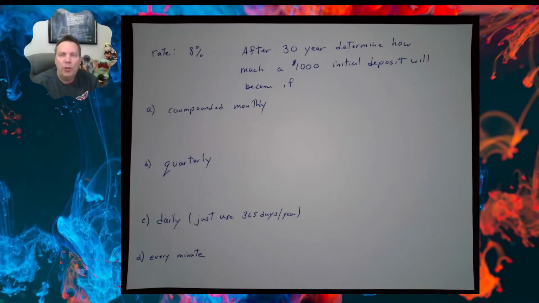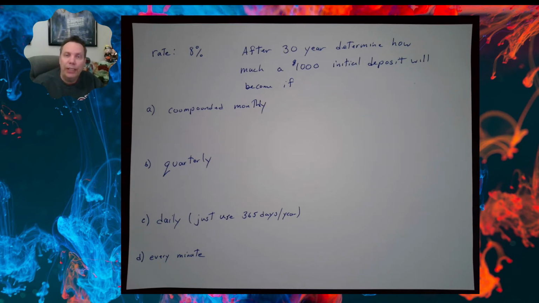So this problem has 4 parts. Suppose you deposit $1,000 into the bank at 8% interest. I want you to compute 4 numbers at the end of this. After 30 years, how much would you have in the bank if this 8% was compounded monthly?